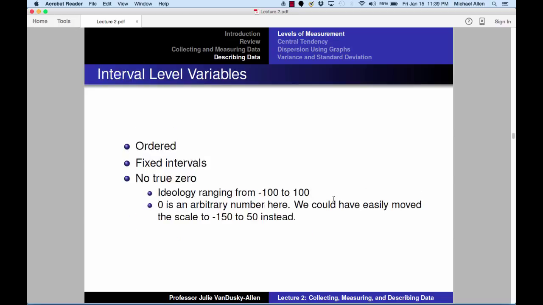Interval level variables have order and the spaces between values are fixed, but they do not have a true 0. An example could be an ideology variable that ranges from -100 to 100. 0 in this variable has no real meaning, since we could have simply made the scale 50 values back and had a scale that ranged from -150 to 50.